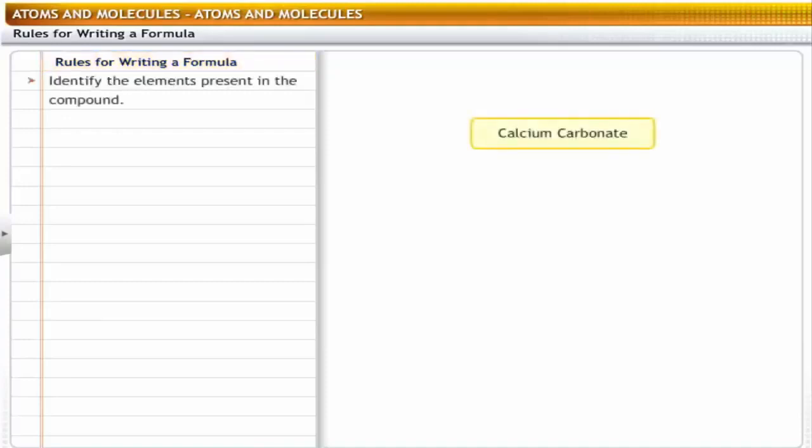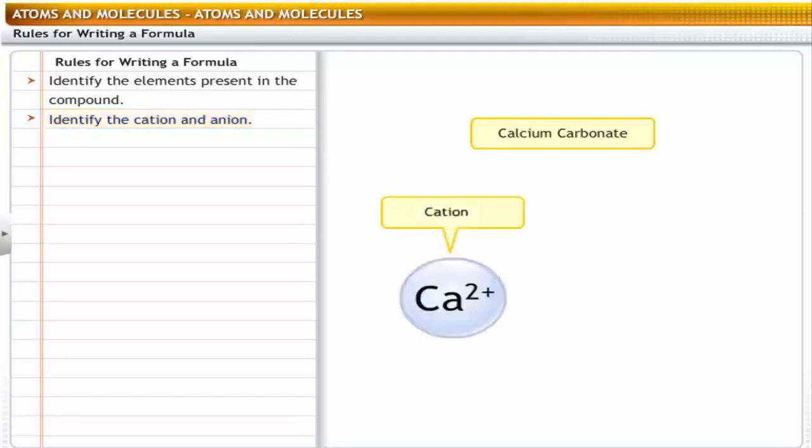Let us write the formula of calcium carbonate. First and foremost, identify the elements present in calcium carbonate. They are calcium, carbon, and oxygen. Identify the cation and the anion. In calcium carbonate, calcium is the cation and carbonate is the anion.